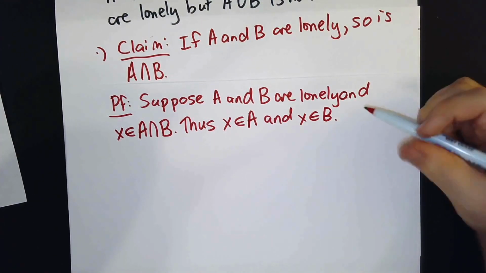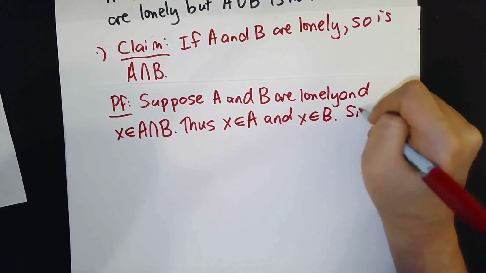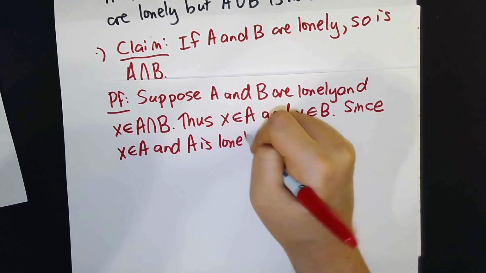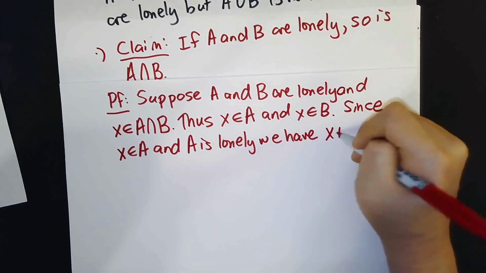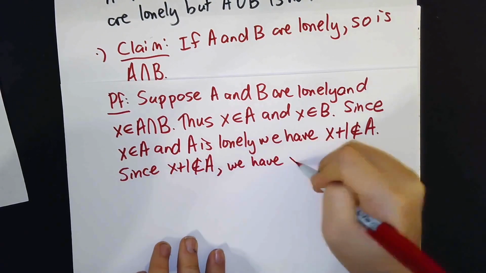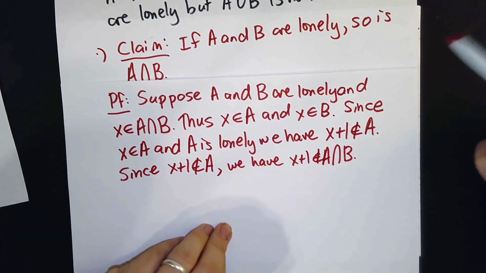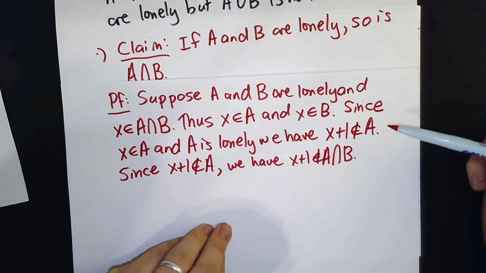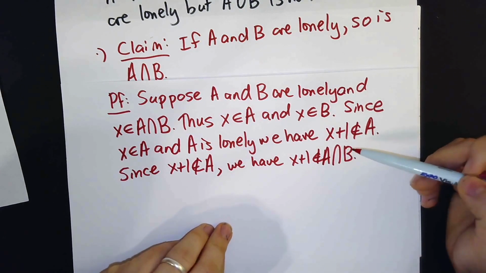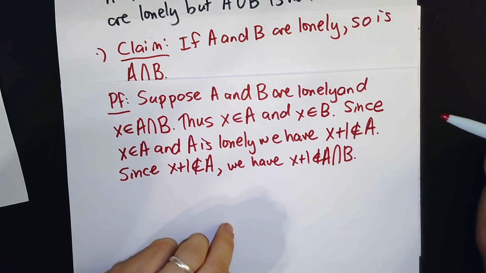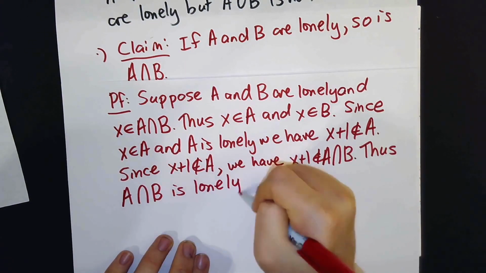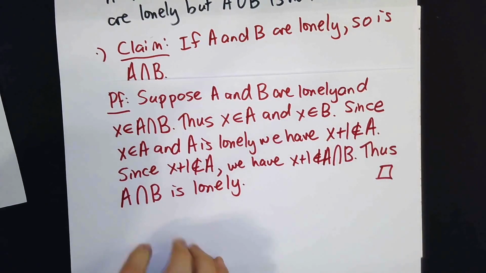But now, I can apply the fact that A is lonely to the fact that X is in A, to get from the definition of lonely that X plus 1 is in fact not in A. But now, since X plus 1 is not in A, it's not in A intersect B either, because the only things in A intersect B are the things that are in both A and B. But now I've shown that for an arbitrary X in A intersect B, X plus 1 is not in A intersect B, and thus A intersect B is lonely.